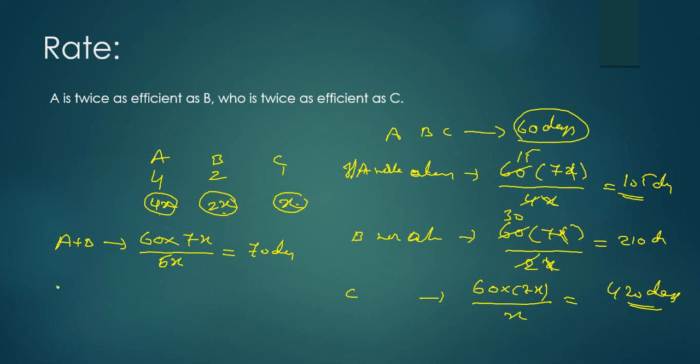What happens if A and C work together? Same. 60 into total work 7X. 60 into 7X. If A and C work together, A is doing 4X units per day and C is doing X units per day. Together they do 5X units per day. X and X get cancelled. 5 ones are 5, 5 12s are 60, which equals 84 days.